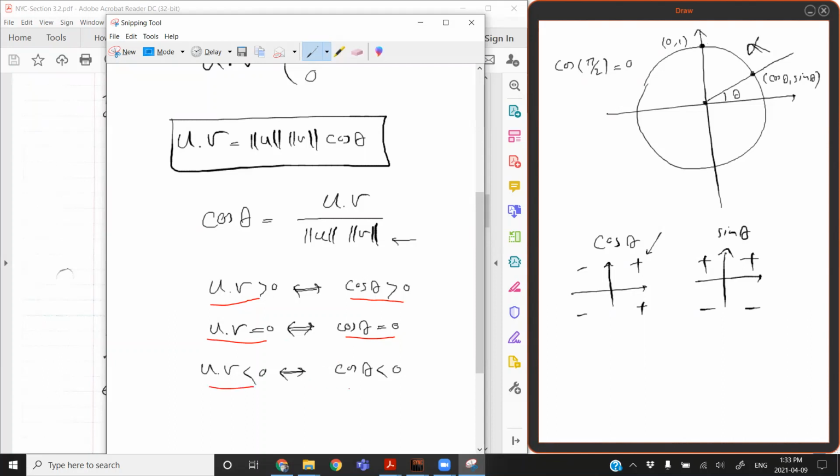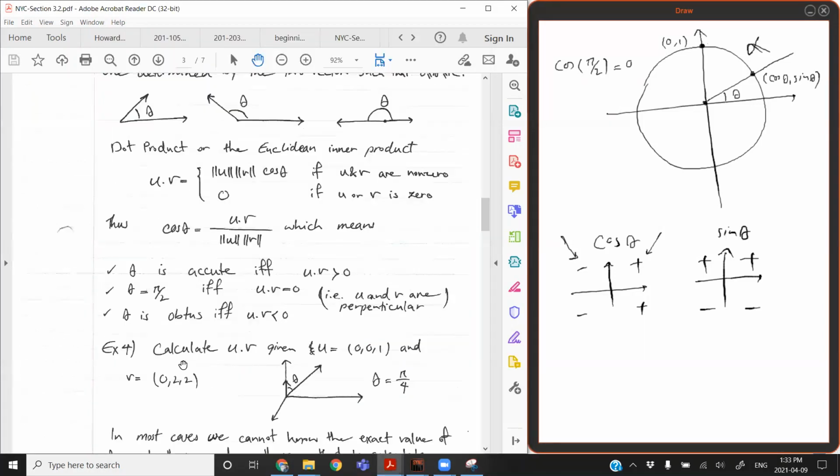And if the dot product is negative, then the cosine of the angle between them is negative. That means we are here in the second quadrant, because in the second quadrant, cosine is negative. So that would mean that the two vectors create an obtuse angle. So that's the reason we have this.